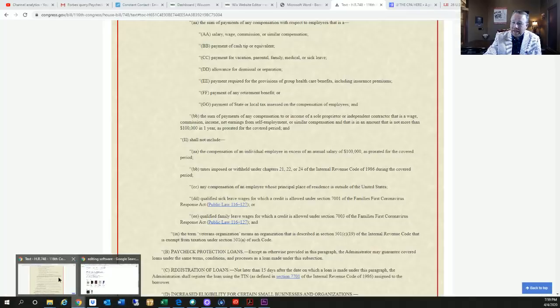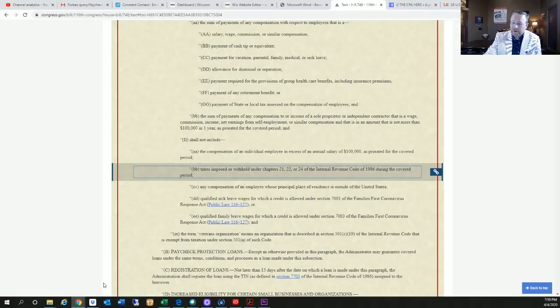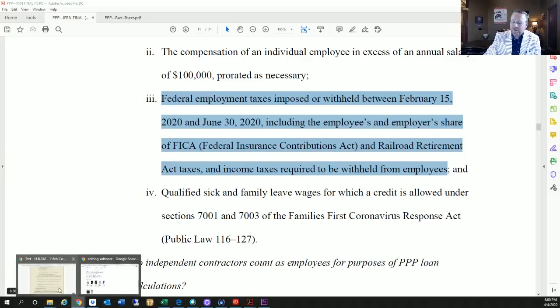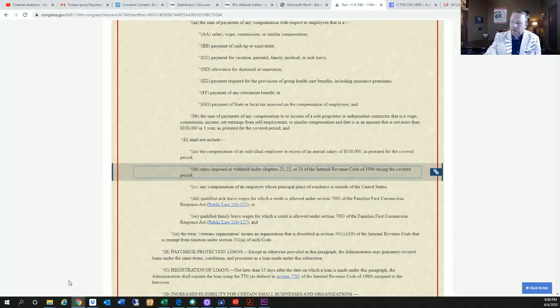I'm comparing it to the law, okay? Because at the end of the day, this has no authority in any way, shape, or form. Zero, zip, none. It's a white paper memo from the SBA. Not to say that the SBA has a lot of power and influence, and what they say is going to go. But, you know, they have to follow the law.